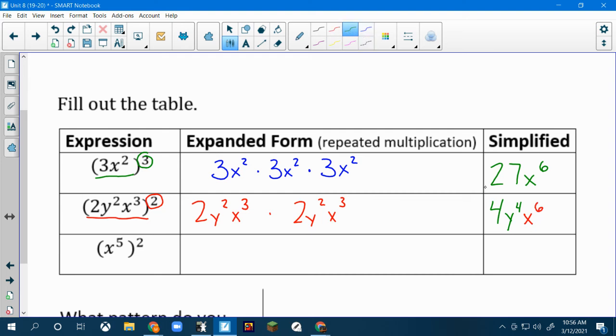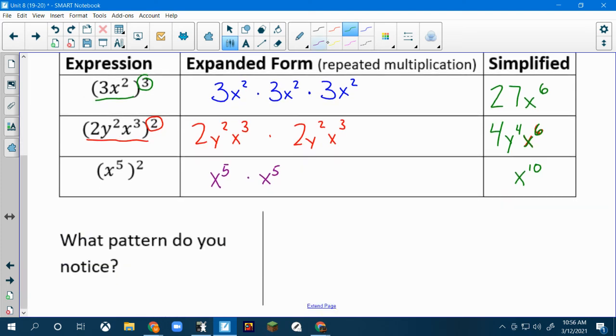X to the 6th. Okay. Keep going, one more. X to the 5th, 2 times. X to the 5th times x to the 5th equals, this is pretty easy, we add those together, x to the 10th.